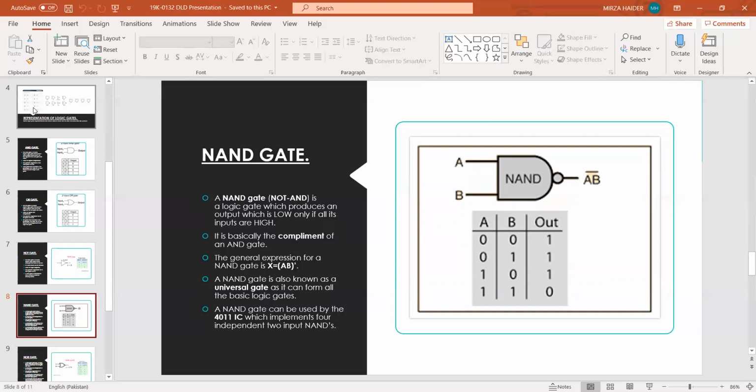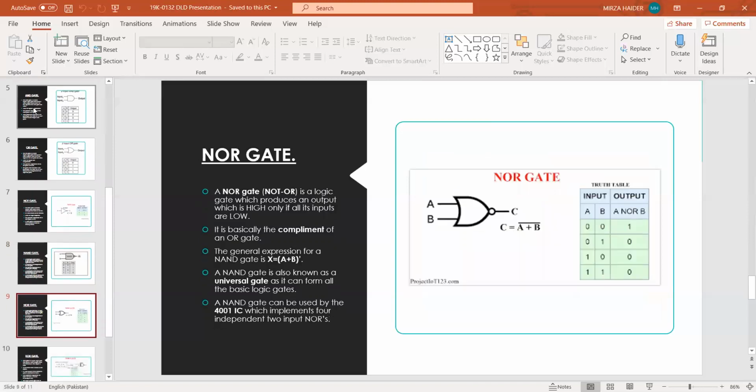We can see that its state will remain high if there is even a single low input, and its state will remain zero or low only if both of its inputs are high. So it is just basically the converse or inverse of the AND gate. Okay, so the next gate is the NOR gate. The NOR gate is also like a NOT gate attached to an OR gate.